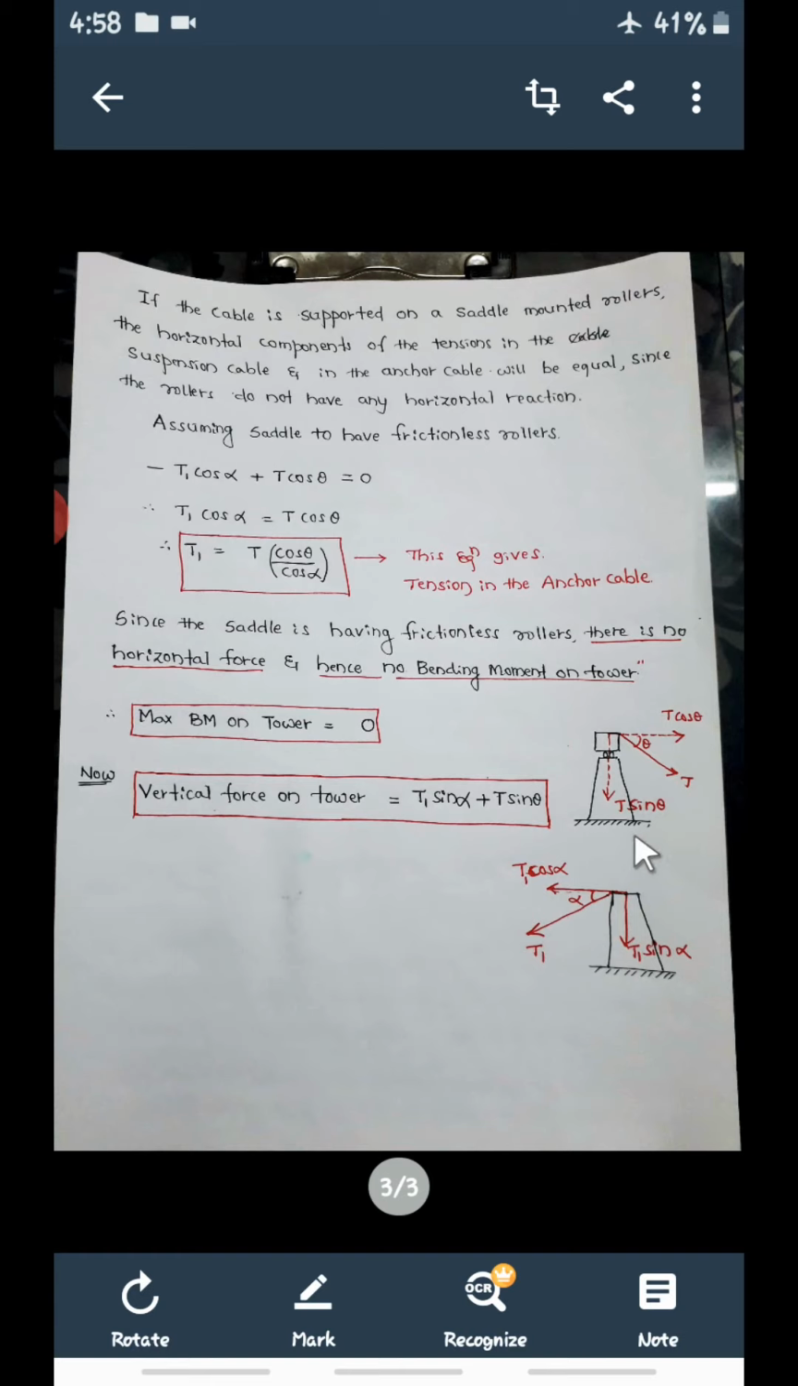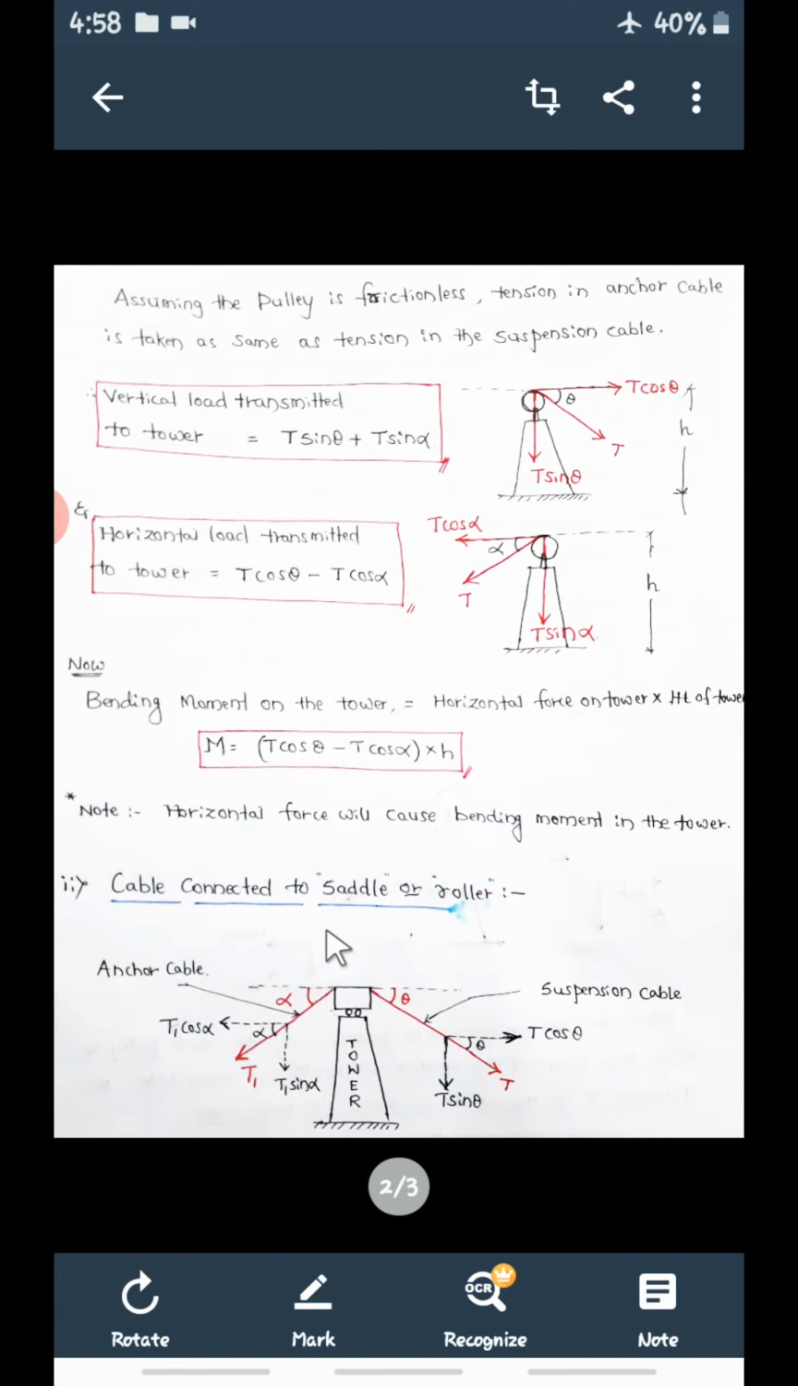The vertical force on this tower is equal to T sin theta plus T1 sin alpha. And T1 you can find out from this: T1 is equal to T into cos theta divided by cos alpha. So remember, there will be two arrangements.